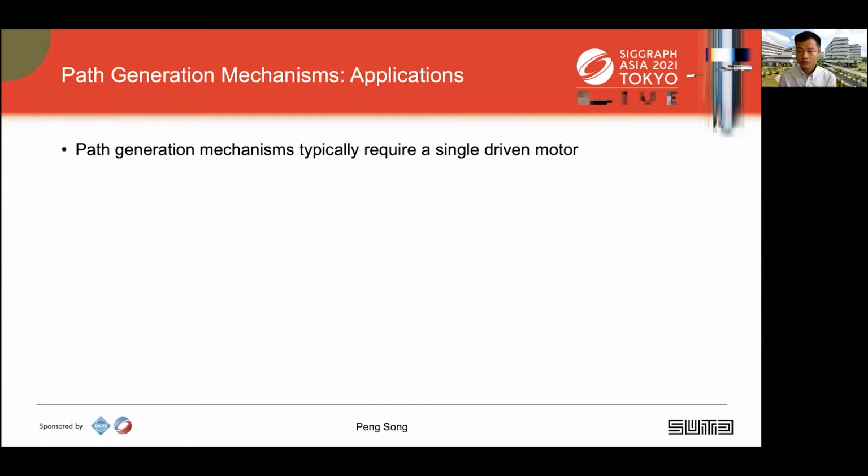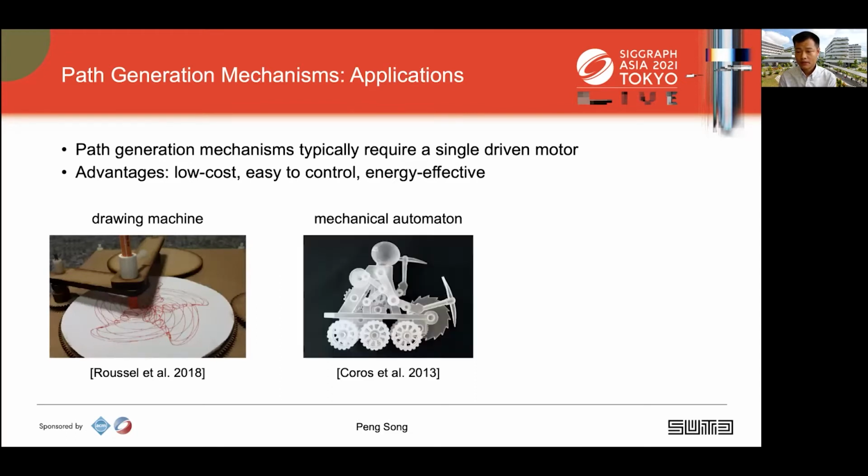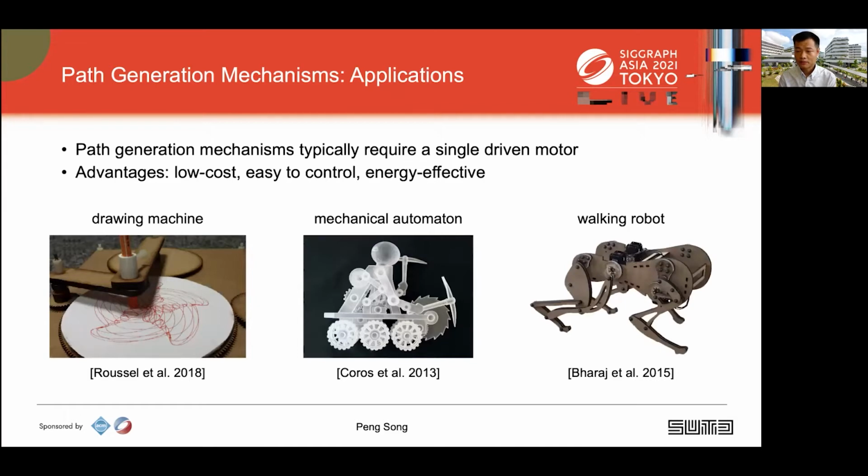Compared with robotic arms, path generation mechanisms typically require a single driven motor to generate a path. This brings several advantages like low cost, easy to control, and energy effective. Due to these advantages, path generation mechanisms are used in a wide variety of applications, including drawing machine that can draw a target curve, mechanical automata that can display interesting motions to entertain people, and a walking robot whose leg moves following a specific path to walk.